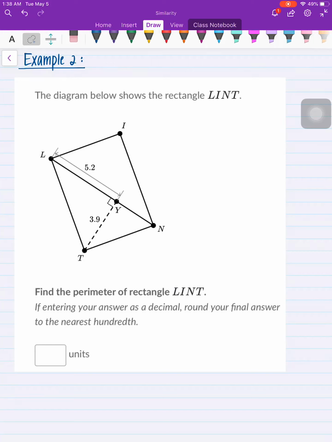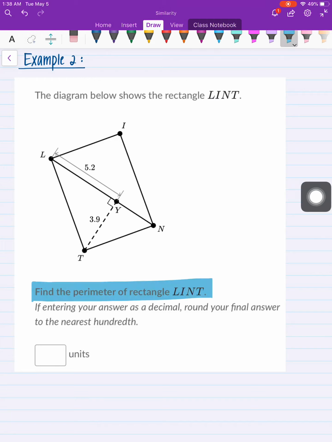Alright, guys, so let's go ahead and take a look at this example here, and we have example 2. Now, on this one it says the diagram below shows the rectangle LINT, and they're giving us some segments with their measurements, and they're asking us to find the perimeter of the rectangle here.